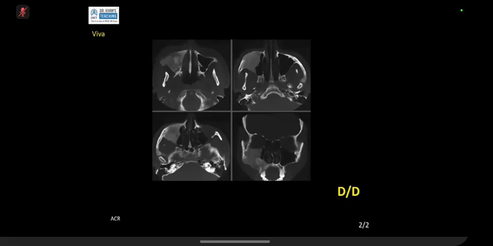I would like to have a look at the soft tissue window because I'm thinking that this could be an abscess. In the anterior aspect of the right maxillary soft tissue window, there was no abscess. Over to you. There was no abscess.